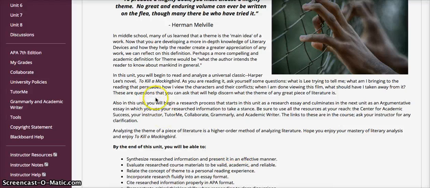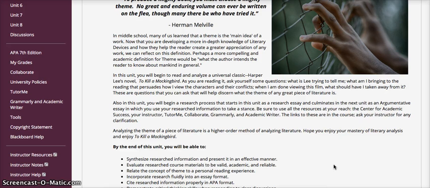In this unit, you will begin to read and analyze a universal classic, Harper Lee's novel, To Kill a Mockingbird. As you're reading it, ask yourself some questions like, what is Lee trying to tell me? What am I bringing to the reading that persuades how I view the characters and their conflicts? When I'm done viewing this film, what should I have taken away from it? These are questions that you can ask that will help discern what the theme of any great piece of literature is.